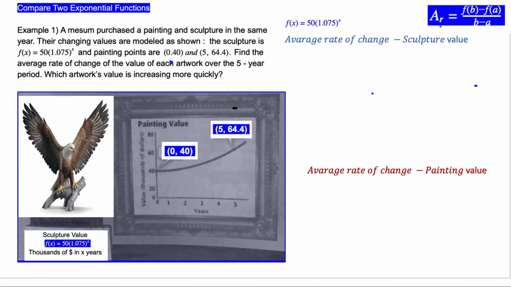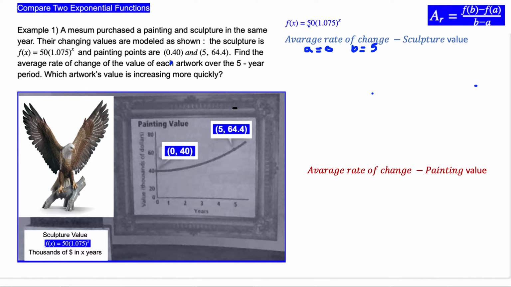The formula for the average rate of change is equal to f of b minus f of a divided by b minus a. It's similar to the slope of the function, which is y2 minus y1 divided by x2 minus x1. So first, let's find the average rate of change for the sculpture. And a is equal to 0 when it started in year 0, and b is 5, after 5 years.